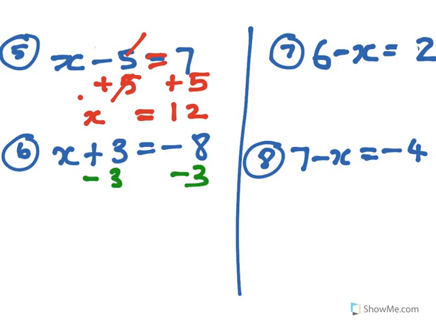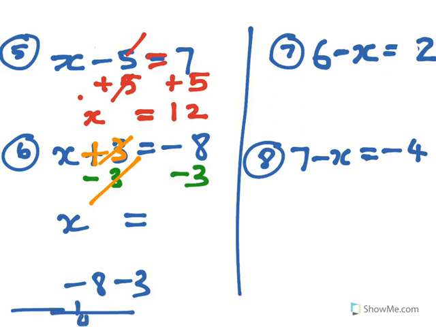We go minus 3, because the opposite to plusing 3 is minusing 3. They'll cross out. You get x equals, the 3's have cancelled out because plus 3 minus 3 is 0. Minus 8 minus 3. So that's down 8, down 3. So if you're at 0, you go down 8, down 3. So you're down 11.